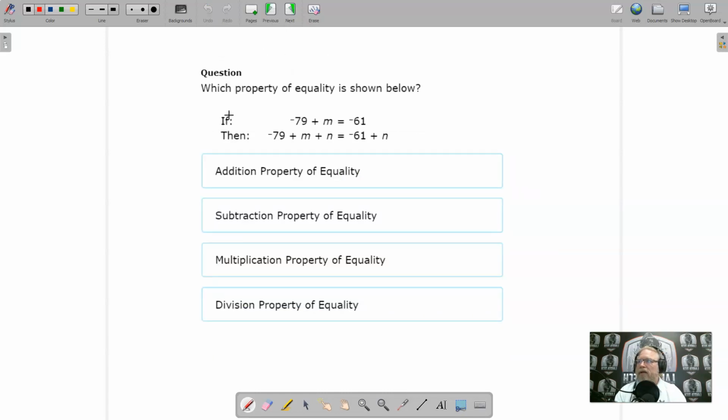On the next question, which property of equality is shown below? If this is true, then this must be true also. If this is equal, then we're saying that this is also equal. So let's see, what do we have? We have negative 77m over here and negative 77 plus m. Here we have negative 61 and negative 61. It seems that we are adding n, or adding the value of n. So therefore, we are adding to each side.